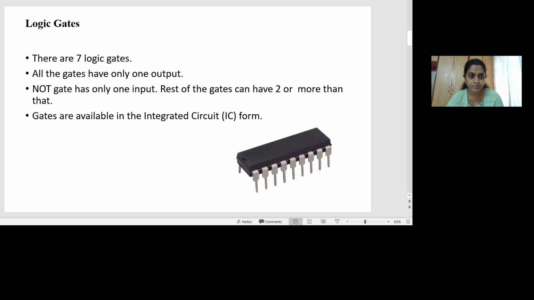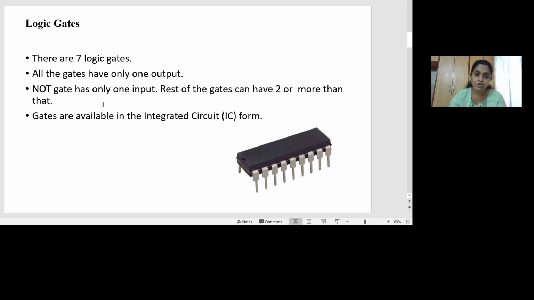So let's go through these logic gates very quickly. There are seven logic gates, and these logic gates are the building blocks of any digital circuit. So, our digital circuit can be constructed using these logic gates. These are the building blocks of a digital circuit.